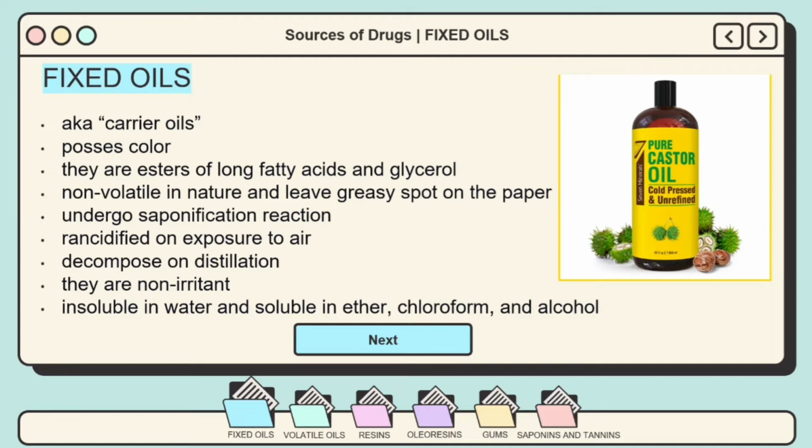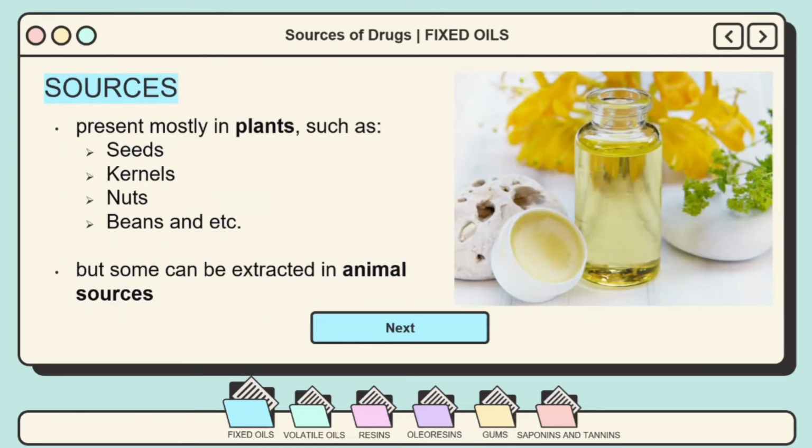They are also rancified on exposure to air, thus developing a disagreeable smell upon exposure to air or light. They are also decomposed on distillation. This type of oil is also non-irritant. Hence, it is safe to apply this kind of oil to the skin. They are also insoluble in water but soluble in ether, chloroform, and alcohol.